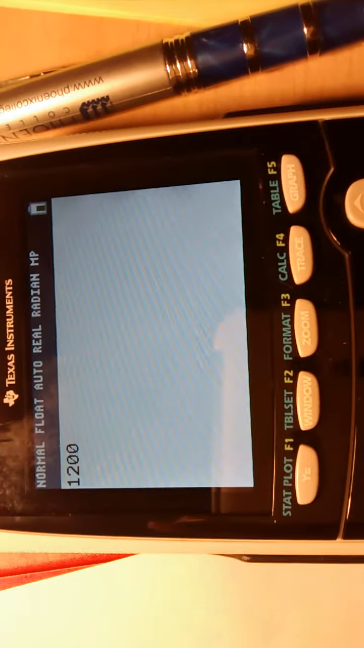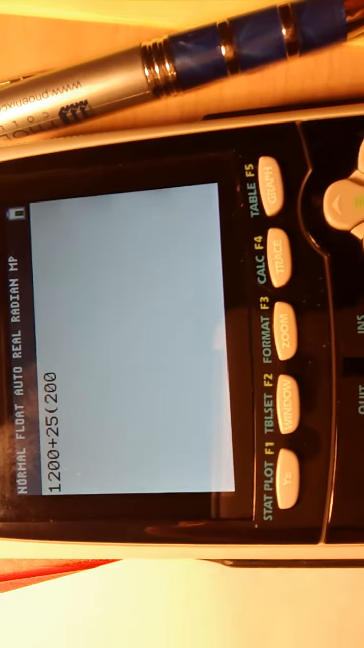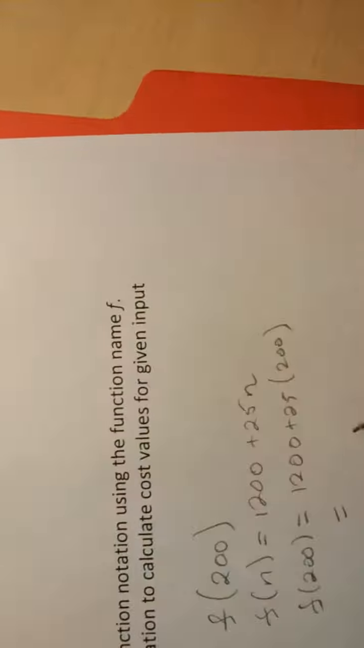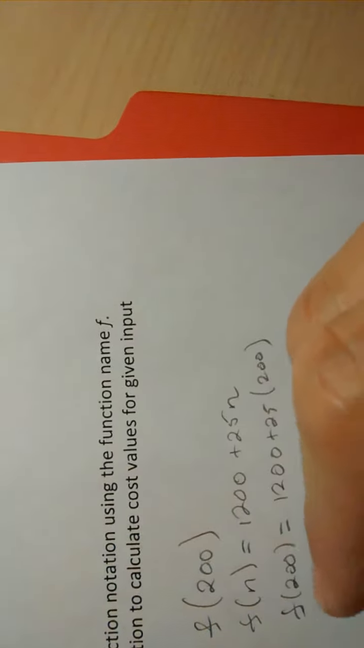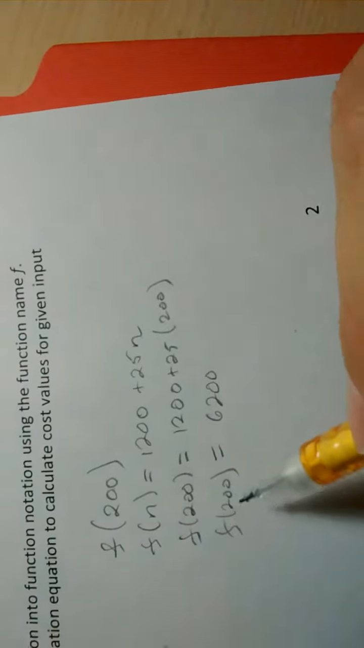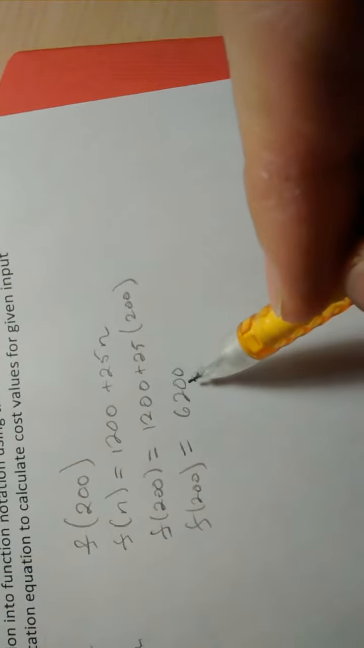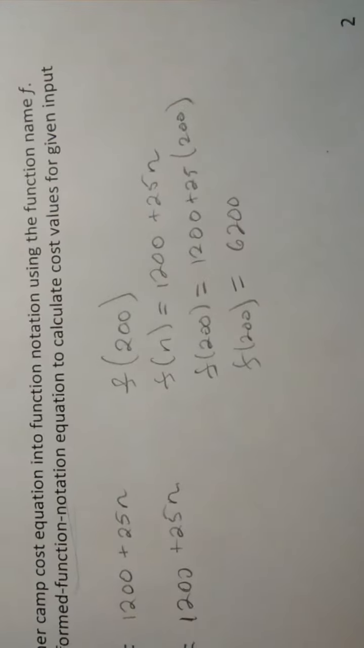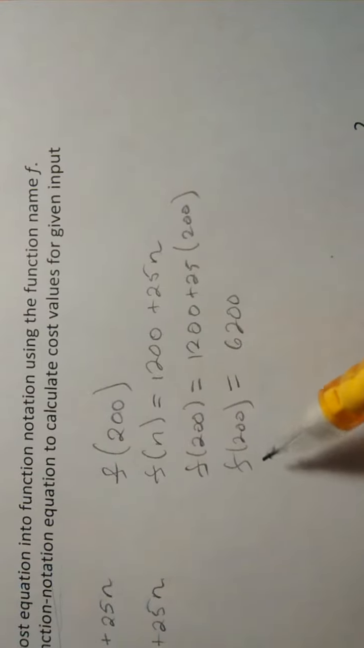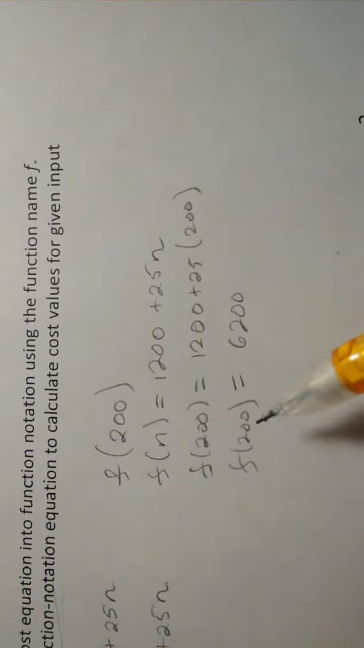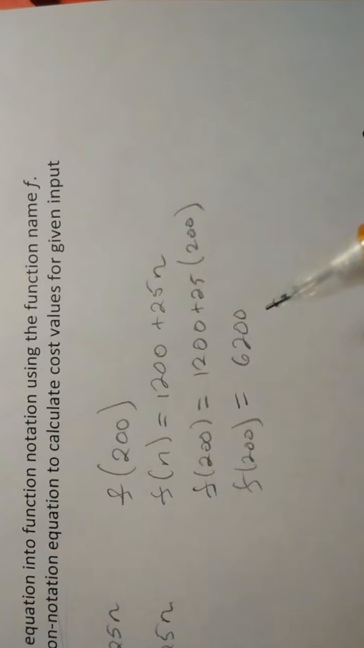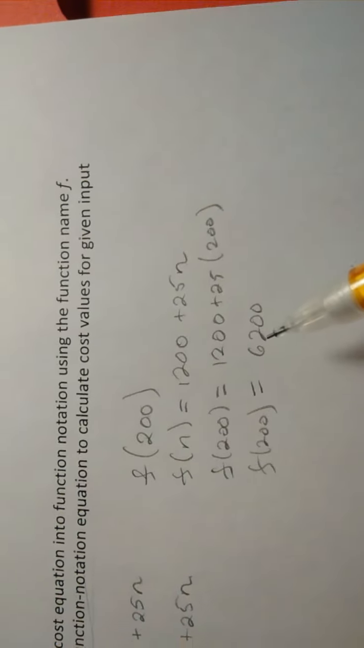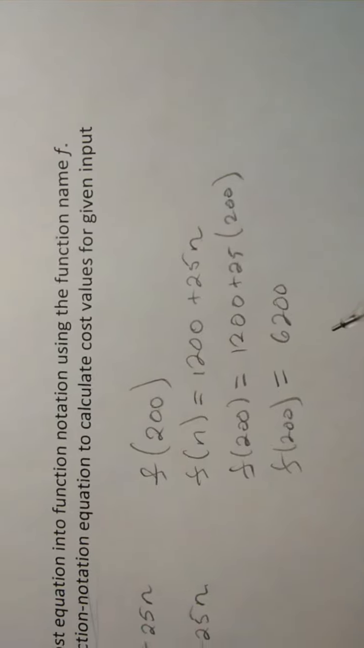So 1200 plus 25 times 200 gives me 6200. So look, our function f assigns to 200 campers a cost of 6200. That's what we should think of that as. So if I were to ask you to write a sentence, which I will on an exam in your activities, what would be the interpretation of this? You would write, if you have 200 campers, your cost will be $6,200. Or the cost for 200 campers is $6,200. That's how you would write that interpretation.